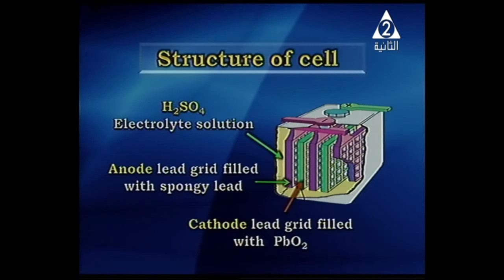Again, the H2SO4 electrolyte solution, and the lead grid filled with what? With the spongy lead, okay, and the cathode lead grid filled with what? With PbO2 or lead dioxide. So this is the structure of the cell. It's very important to know this, to try to draw these things.